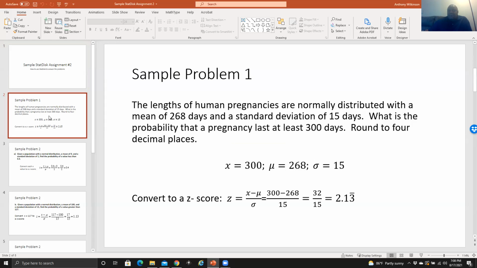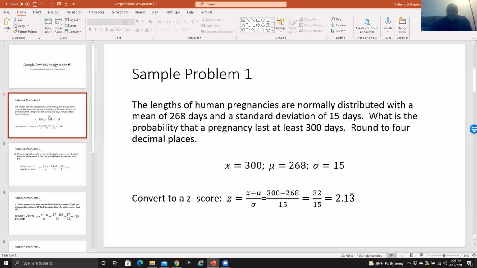The lengths of human pregnancies are normally distributed with a mean of 268 days and a standard deviation of 15 days. What is the probability that a pregnancy lasts at least 300 days? And we're going to round to 4 decimal places.